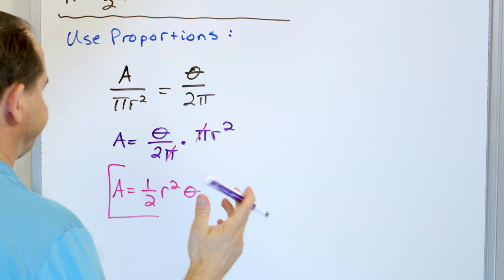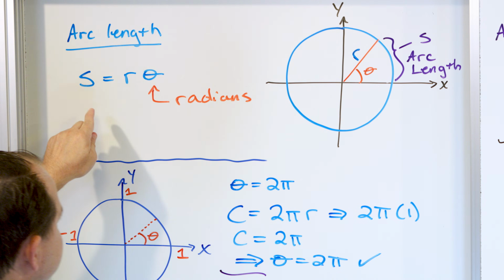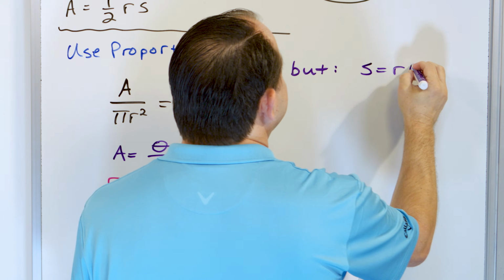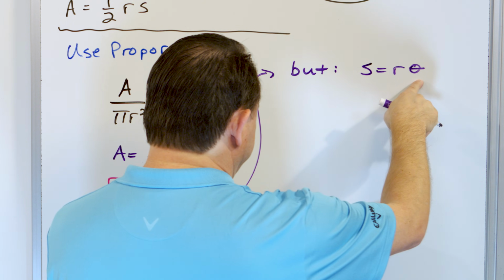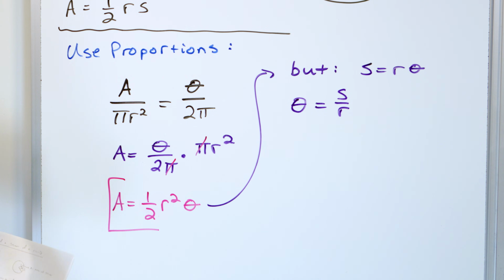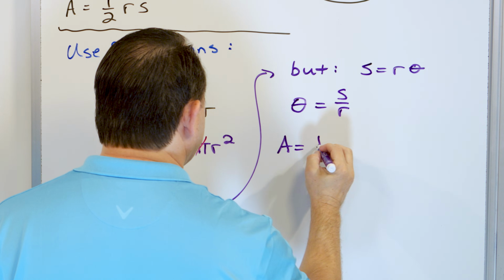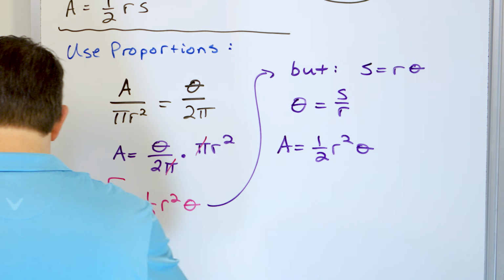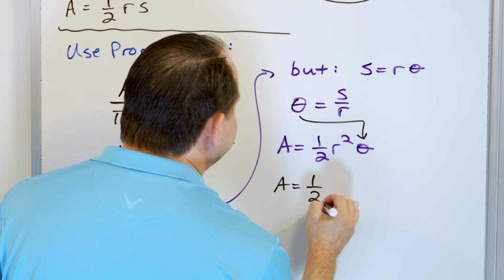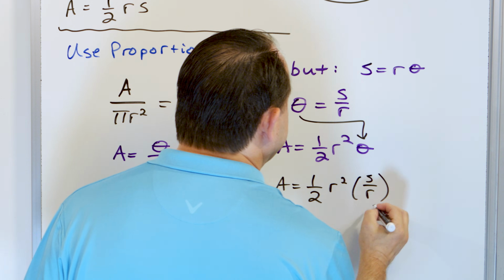Now, we can go a little further. We already know from previously that S is equal to r theta. The arc length is equal to r times theta. So if we solve for theta, theta is equal to S over r. This is just coming from the arc length formula. So we'll stick it into this location. We know that A is 1/2 r squared theta, and we'll put this in this position to get a different formula, because sometimes you're given different unknowns. So r squared, and then theta is S over r, like this.